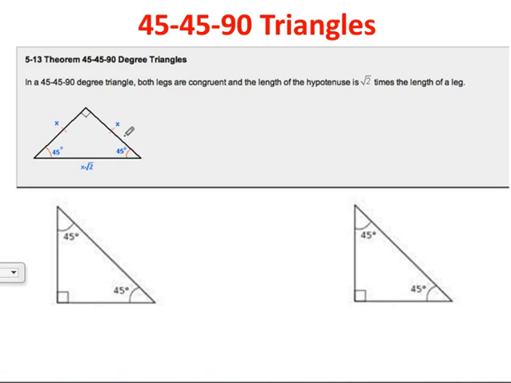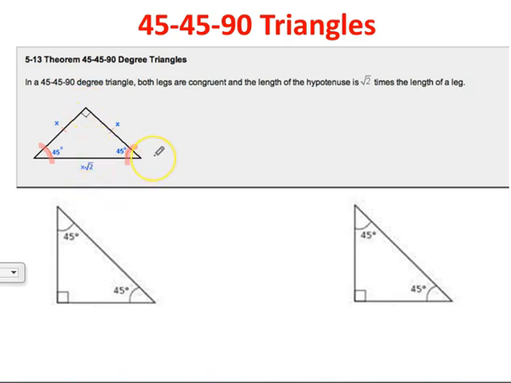So 45, 45, 90 triangles. We're going to have one angle that's 45, another angle that's 45, and then that third angle has to be a right angle, 90 degrees. Remember, every triangle adds up to a total of 180 degrees. So when you have this, you're going to have two angles with the same measurement, two 45-degree angles, and then the third is your right angle, or that 90-degree angle.